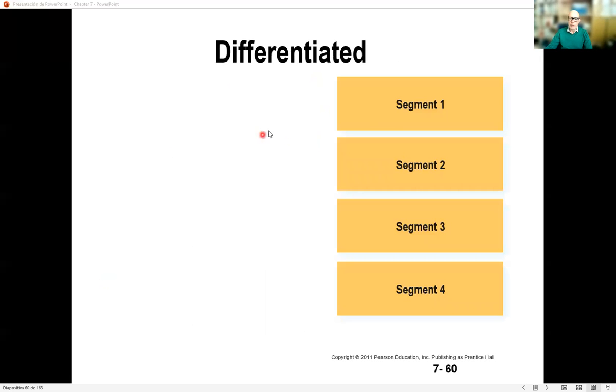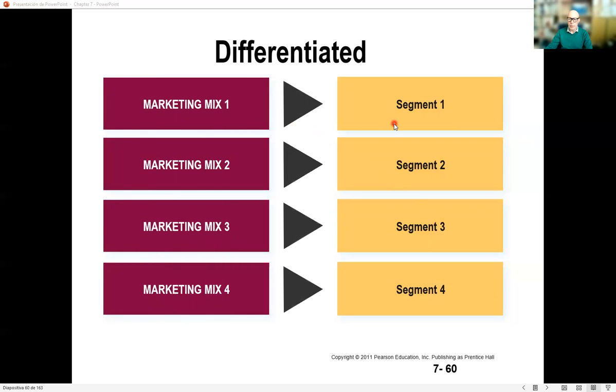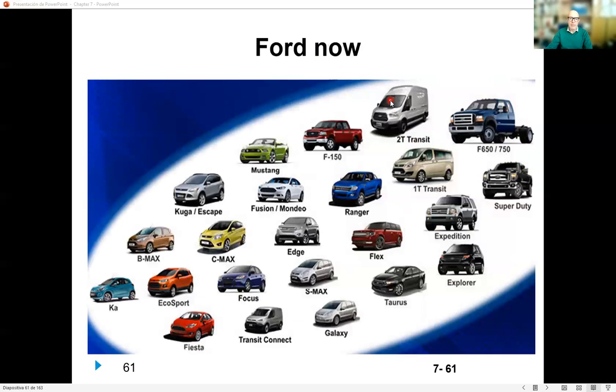Graphically, it would be something like this. The company finds 4 segments and decides to target all 4 of them, or maybe 3 of them, but more than one, with different offerings. Ford now has all these products targeting different segments, so it clearly follows a differentiated marketing or targeting strategy.